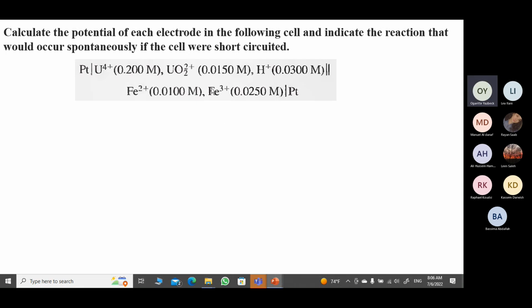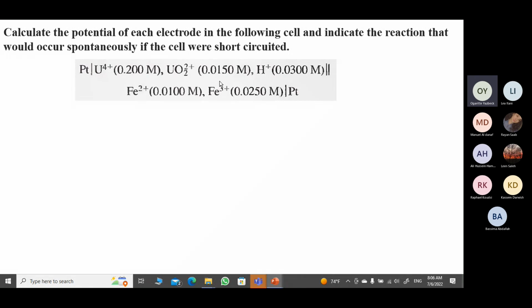And we want to know, first of all, the potential of each electrode in the following cell, and indicate the reaction that would occur spontaneously if the cell were short-circuited. So to begin with, if they have a cell for you written like this and they said it's a galvanic cell, that means it is spontaneous.